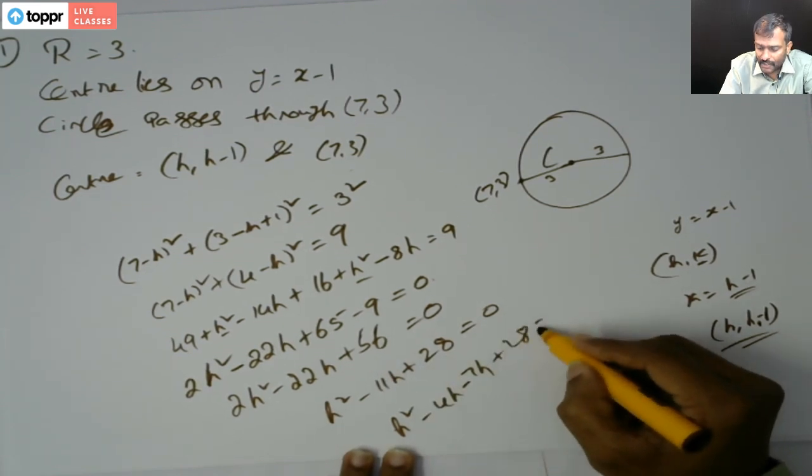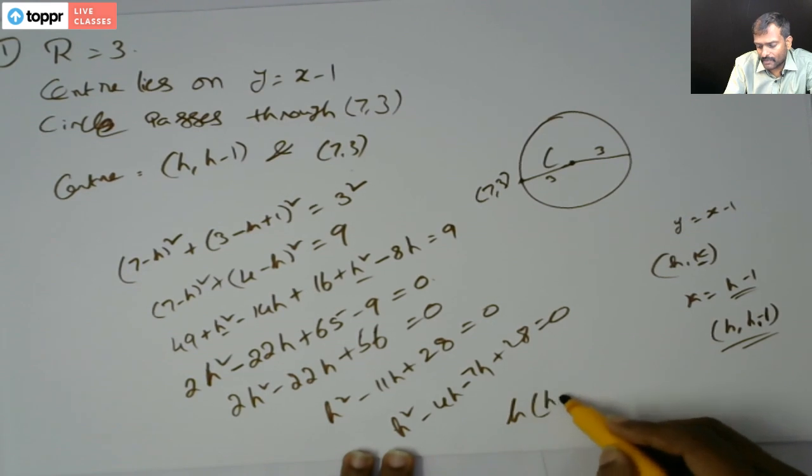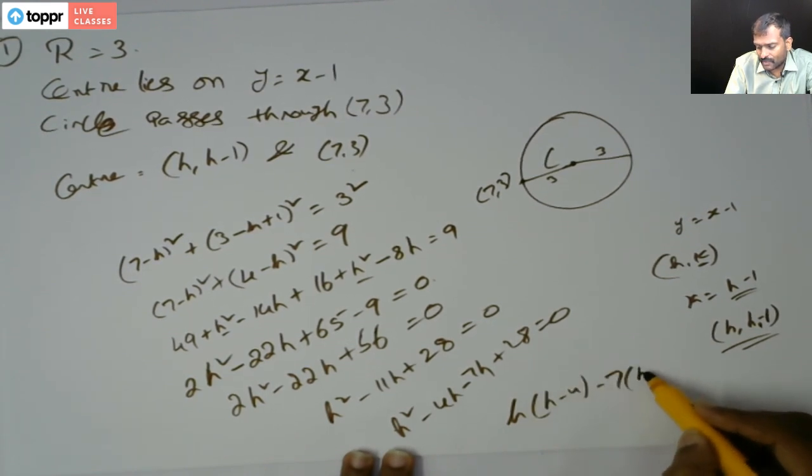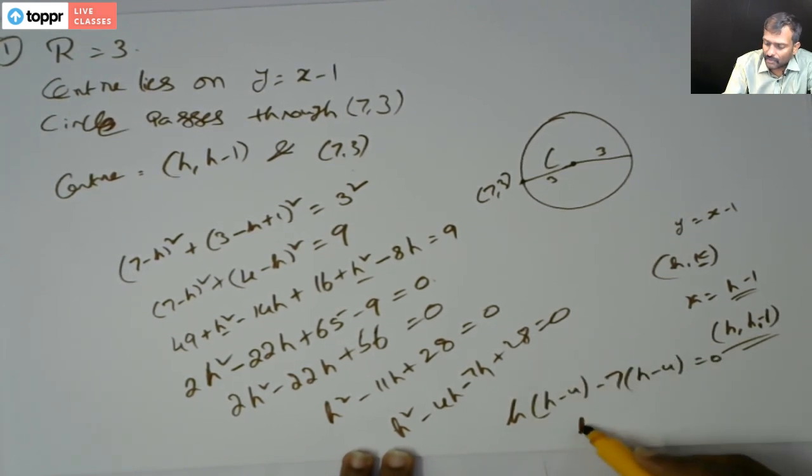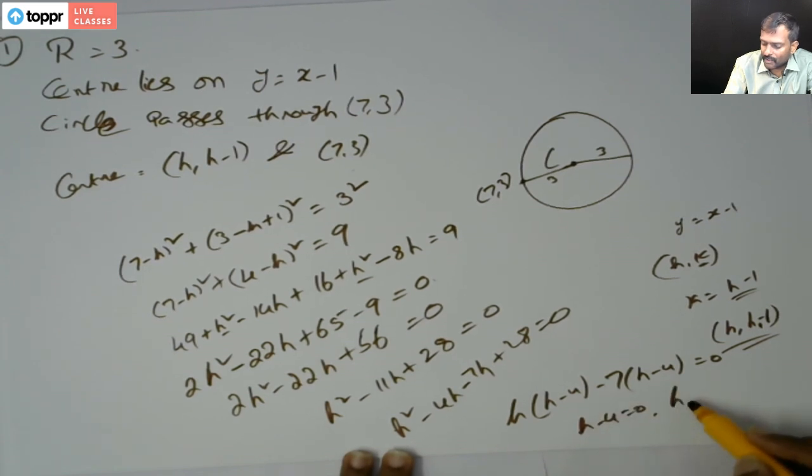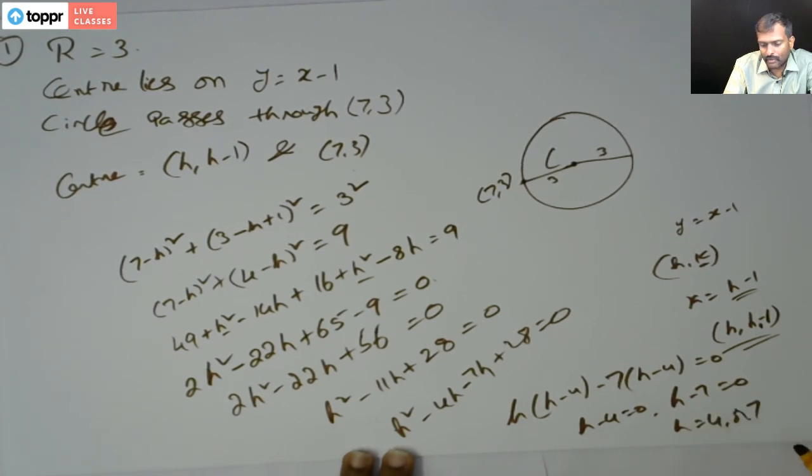So plus 28 is equal to 0. So h times (h minus 4) minus 7 times (h minus 4) would be equal to 0. So h minus 4 equals 0, h minus 7 would be equal to 0. Then h is equal to 4 comma 7, either 4 or 7. This is the value of h.